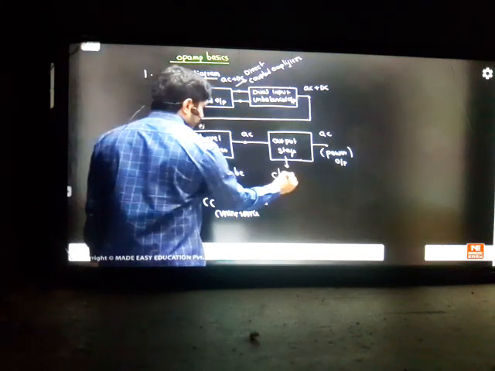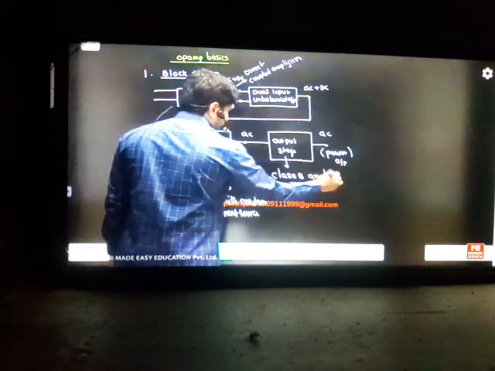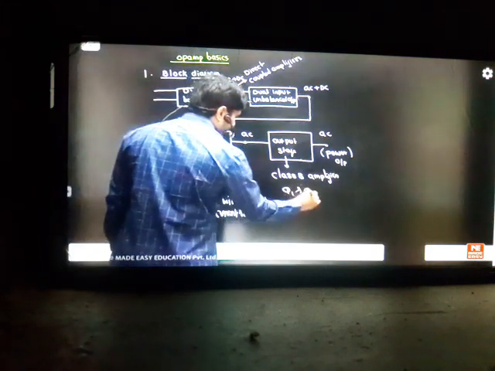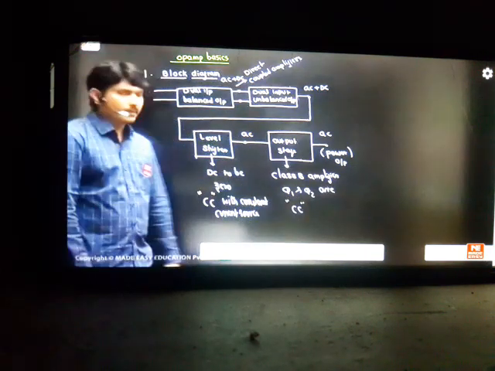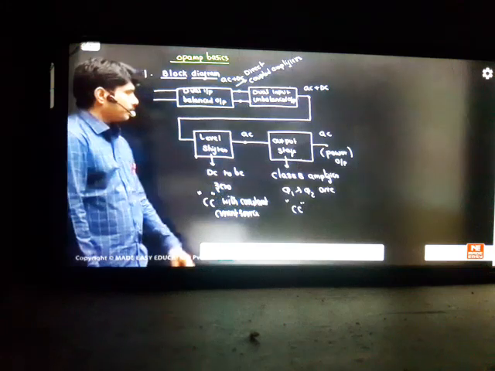We generally use class B systems. Class B push-pull amplifier, class B complementary symmetry, we can use always. Class B is nothing but Q1 and Q2 being common collectors. Just two common collectors make a class B system. Here also we have common collectors. So finally you get the power output.